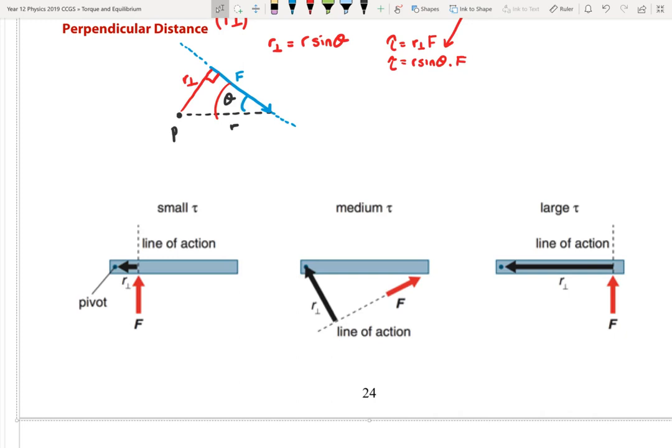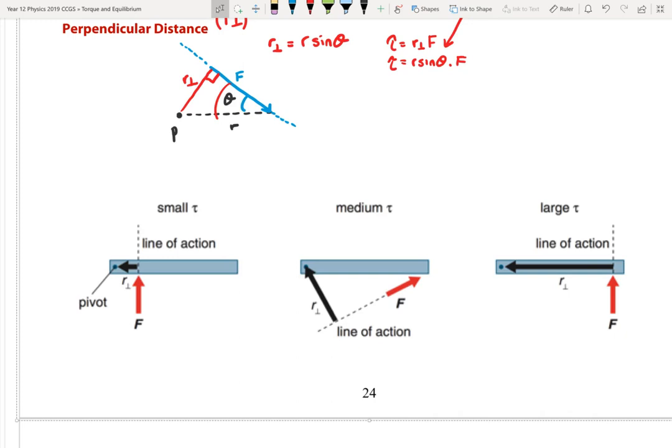If I was to try and open the door, like in this diagram here, close to the pivot, if I minimise my R value, I have to increase the force. Next time you're at a door, try and open it by pushing about 10 centimetres from the hinge. You're going to look very, very strange. It's going to take a lot more force. It's a very stupid thing to do.